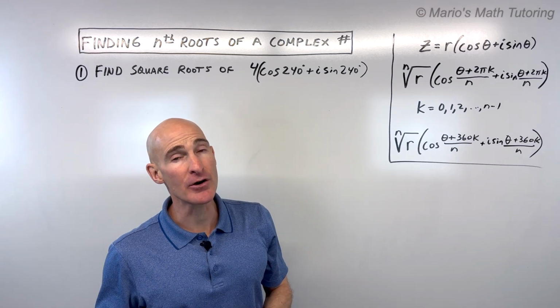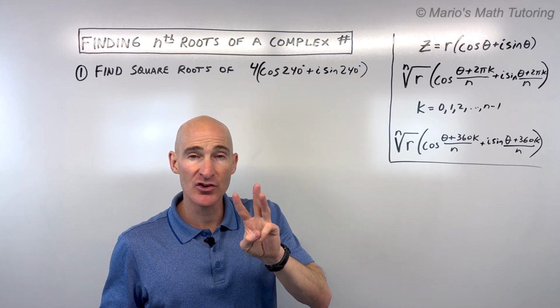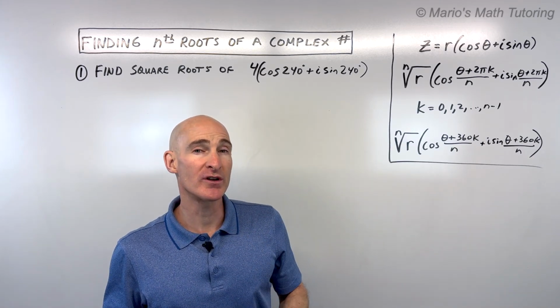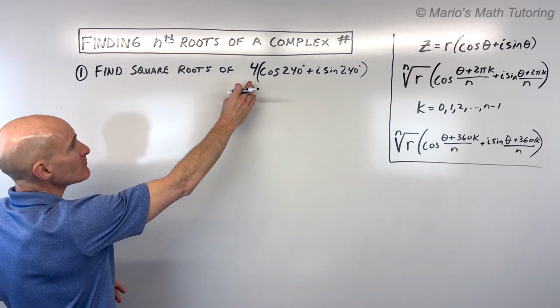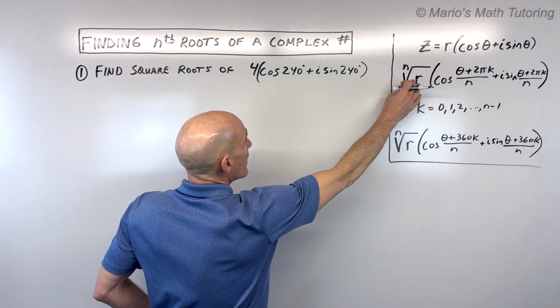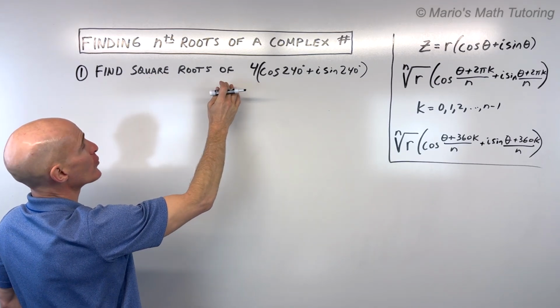But the key thing here is that when you take the square root, you're going to get 2 answers. If you take the cube root, you're going to get 3 answers. Fourth root, you're going to get 4 answers. So diving into this first example now, we're going to take the square root. That's the nth root. Since we're taking the square root, that's 2. So the square root of 4 is going to be 2.